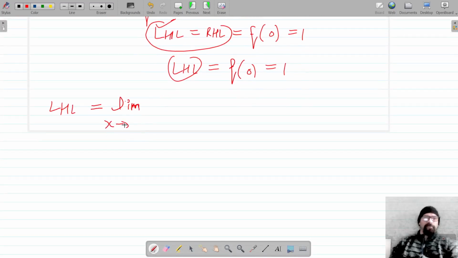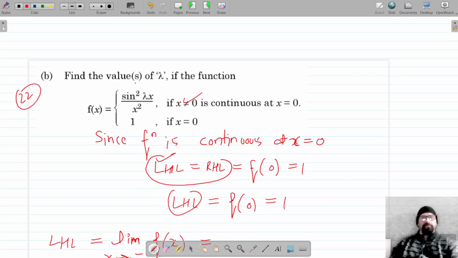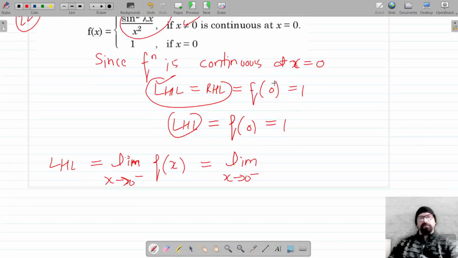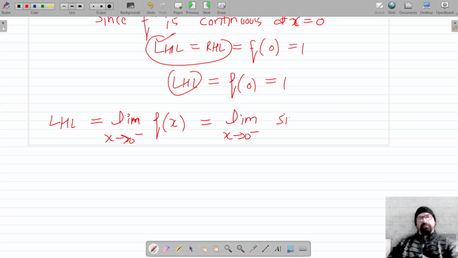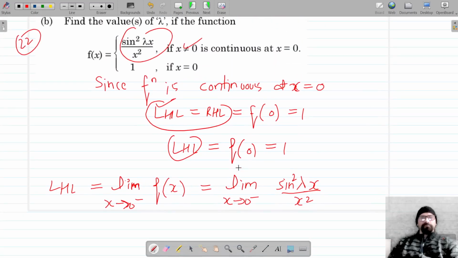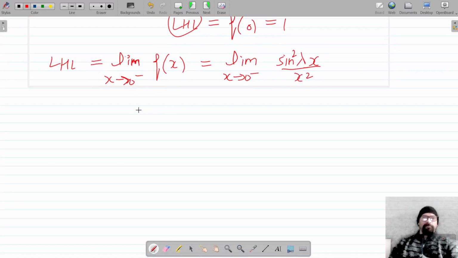So the left hand limit will be written as limit x tends to 0 negative of the function. When x is not equal to 0, the function is sine square lambda x upon x square. So this is limit x tends to 0 negative of sine square lambda x on x square. Okay, so let's try to solve this.